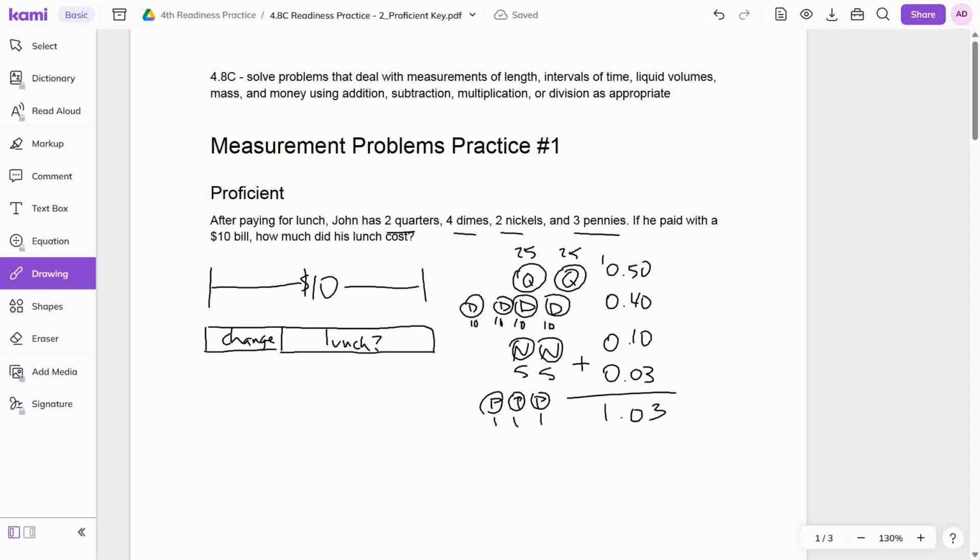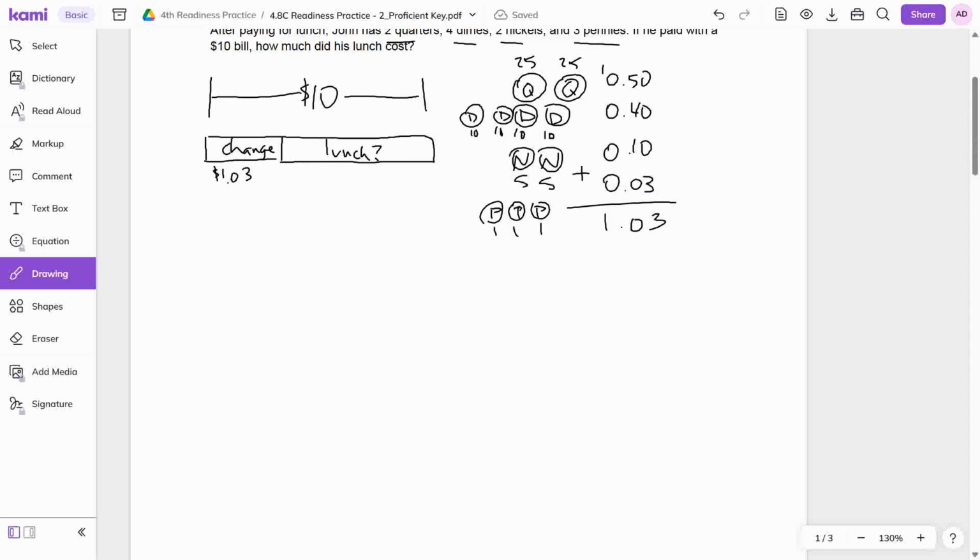All right, so it cost an unknown amount, but we do know our change here, $1.03. So if he started with 10, and then he got $1.03 in change, we can subtract $1.03 from $10 to figure out his actual cost. So we need to subtract.